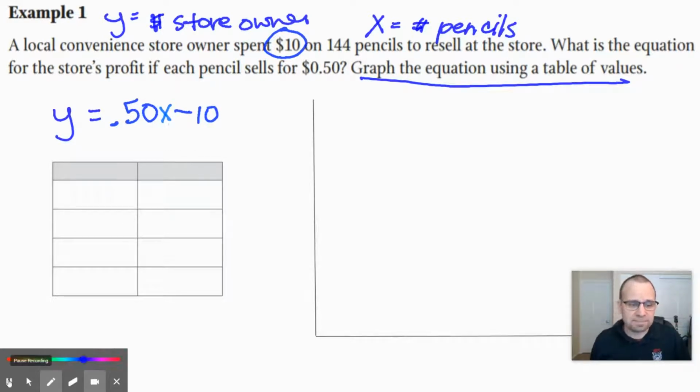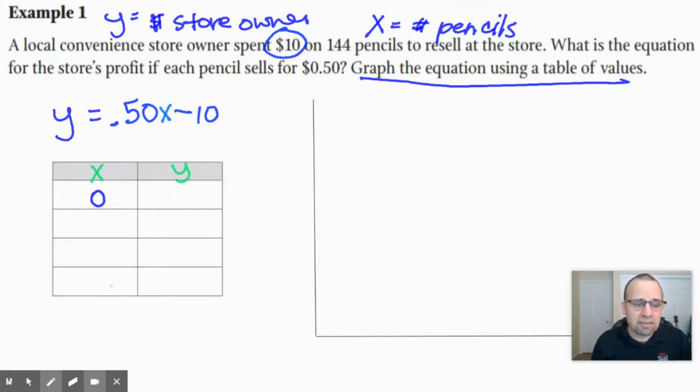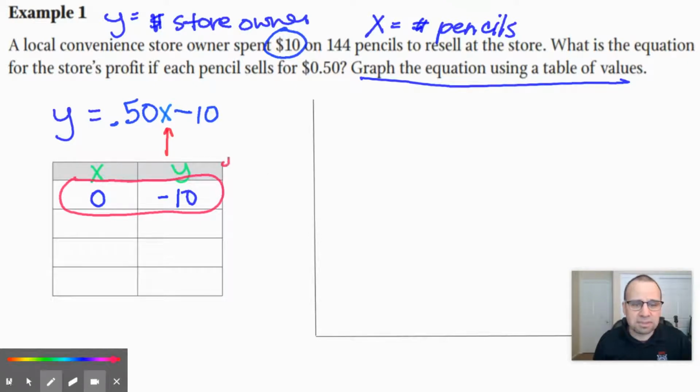So let's practice that. I've labeled my table X and Y. And 0 is always a good starting point. If I plug 0 into X, I will get 0.5 times 0 minus 10. And guess what I'm going to get out? You guessed it, negative 10. This right here is going to be known as the y-intercept. The y-intercept always has the X value equal to 0.